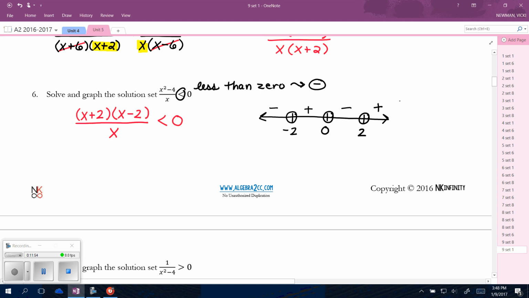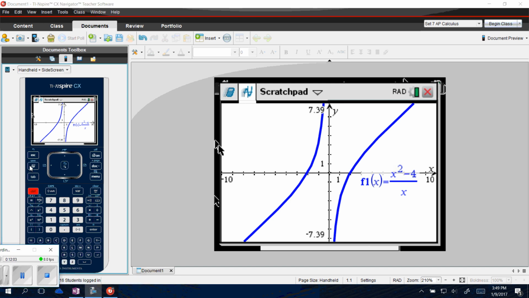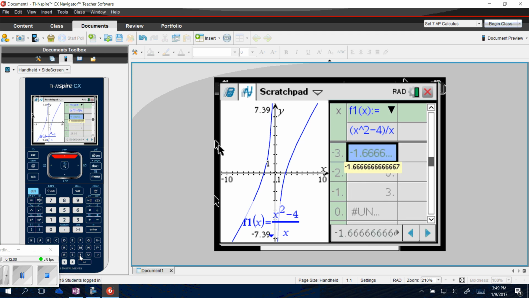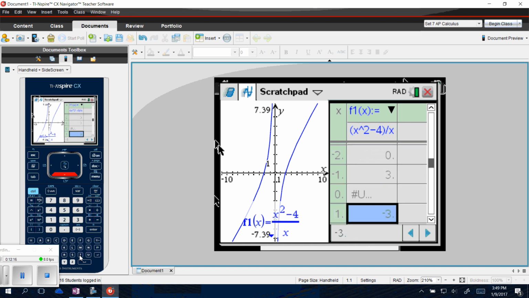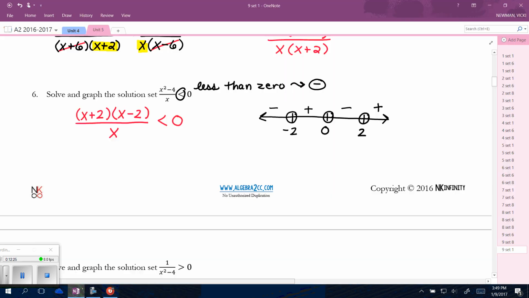If you're not sure and you want to double check that you know what you're doing, go to the table. Control T. And you can see to the left of negative 2, it's negative. At negative 2, it's 0. Between negative 2 and 0, it's positive 3. Between 0 and 2, it's negative 3. And after 2, it's positive. So you can double check your values that way.